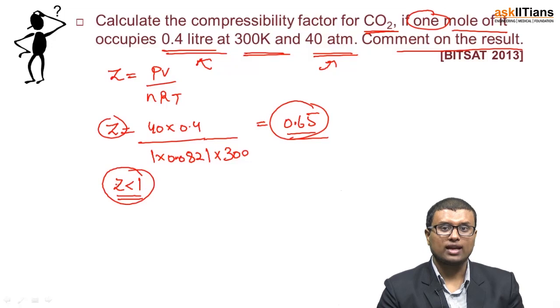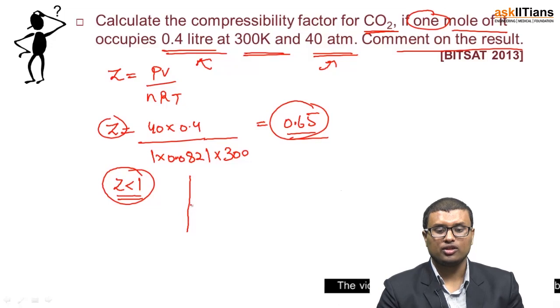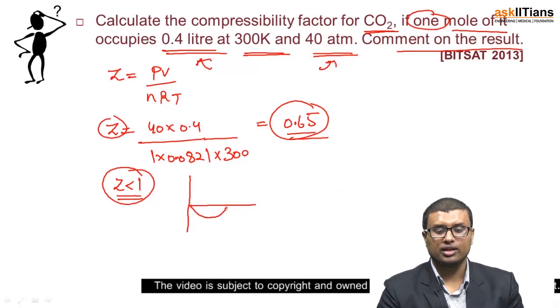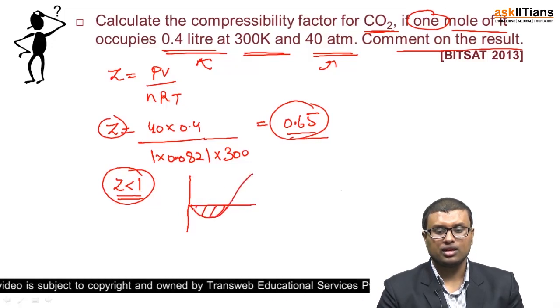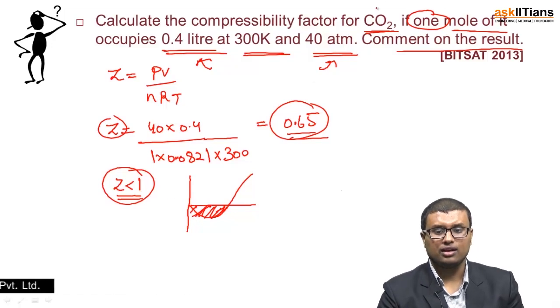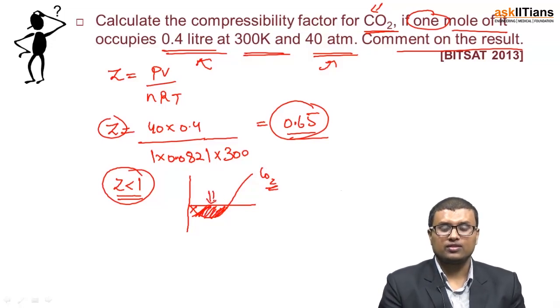So now what can I comment on the result? You know that when your Z value is less than 1, the pressures are intermediate. At intermediate pressures, your Z value is less than 1. So for example, here the gas is carbon dioxide. For carbon dioxide, Z value is less than 1 at intermediate pressures. So what does that mean? If Z value is less than 1, that means the gases can be more compressible.